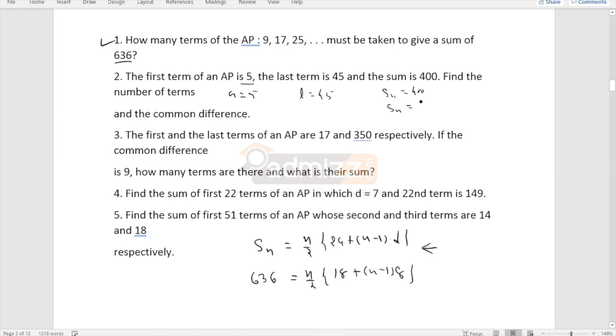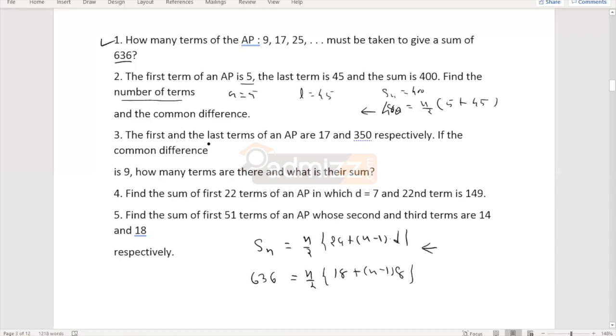So you have Sn equal to n by 2 into (a plus l), 5 plus 45, and this Sn is given as 400. I will put here 400 multiplied by 2, 800, and 5 plus 45, take the sum and divide by this, you can get the number of terms.